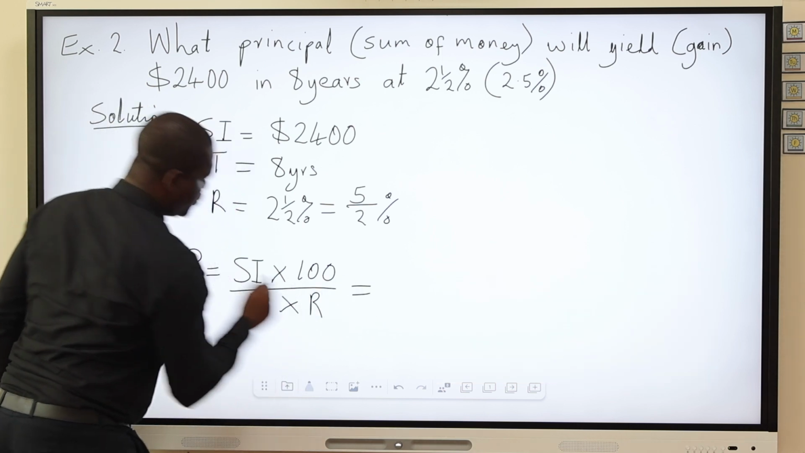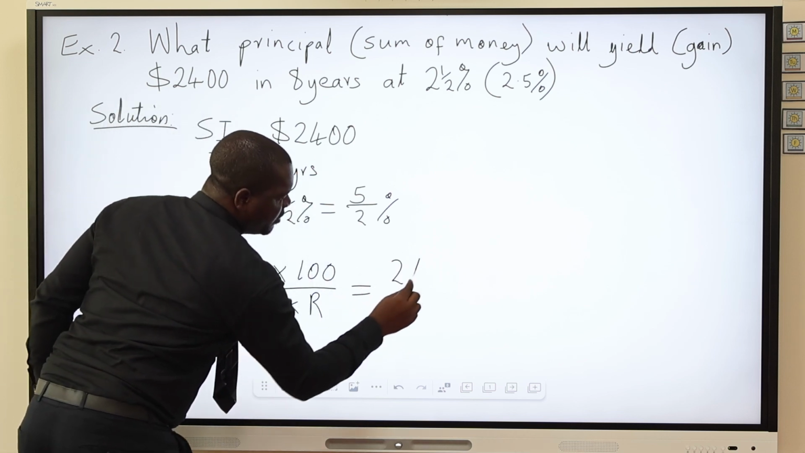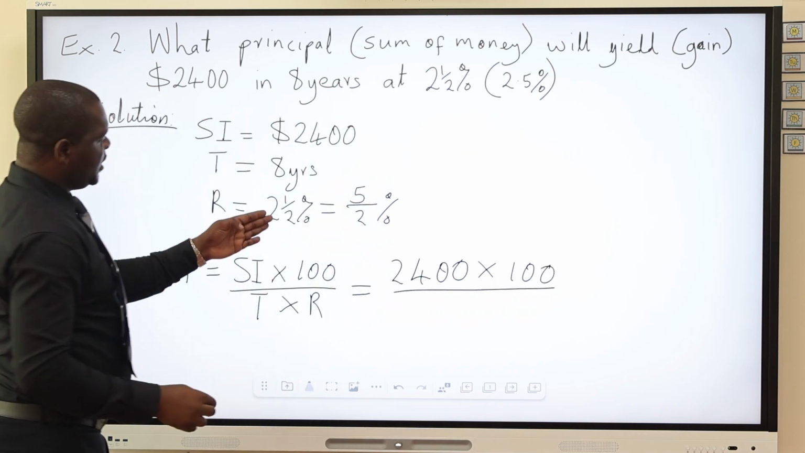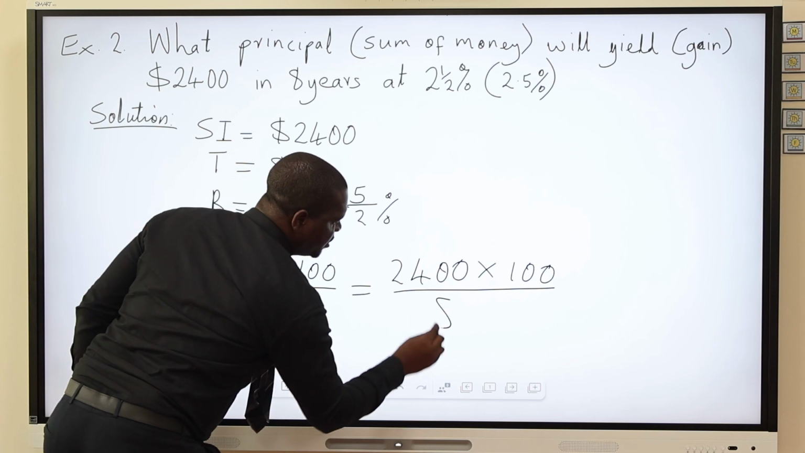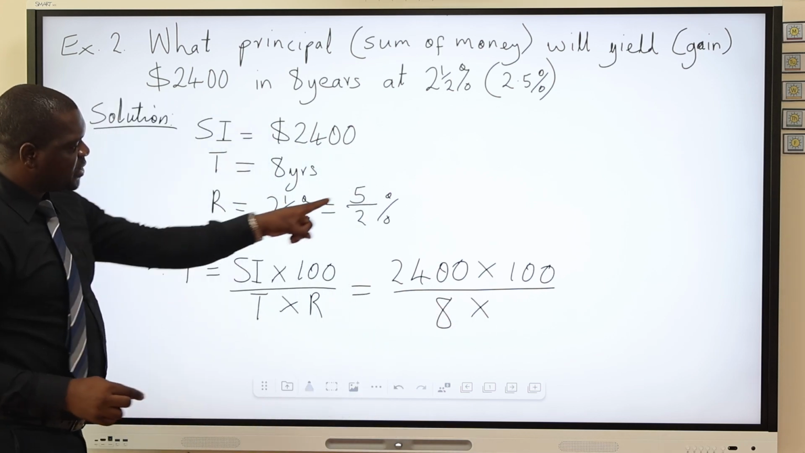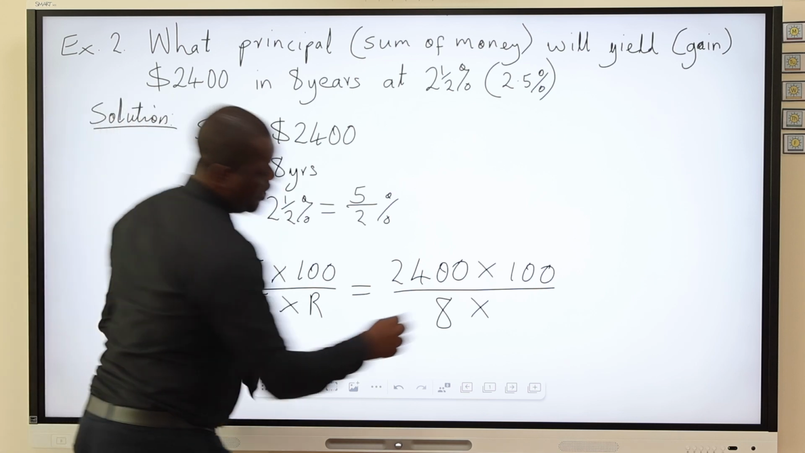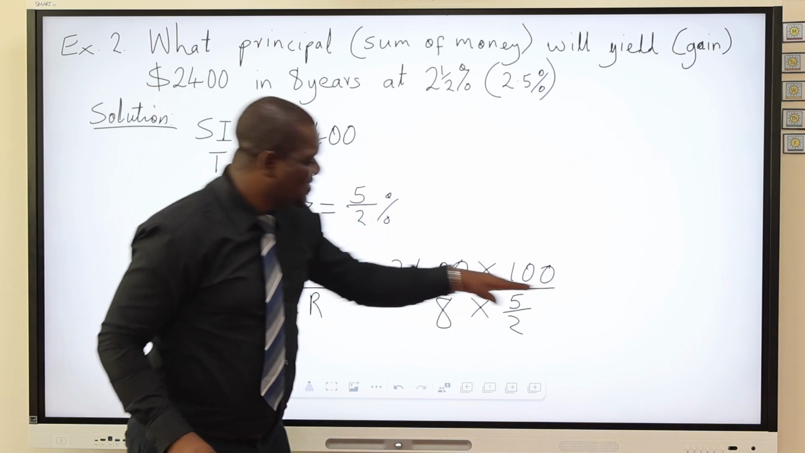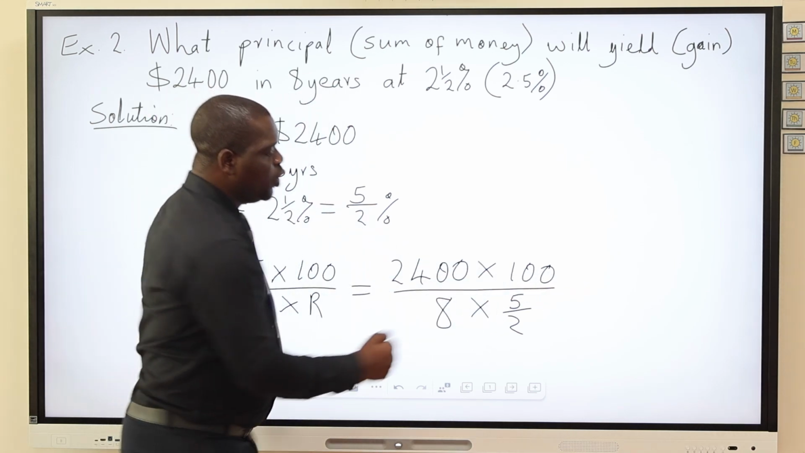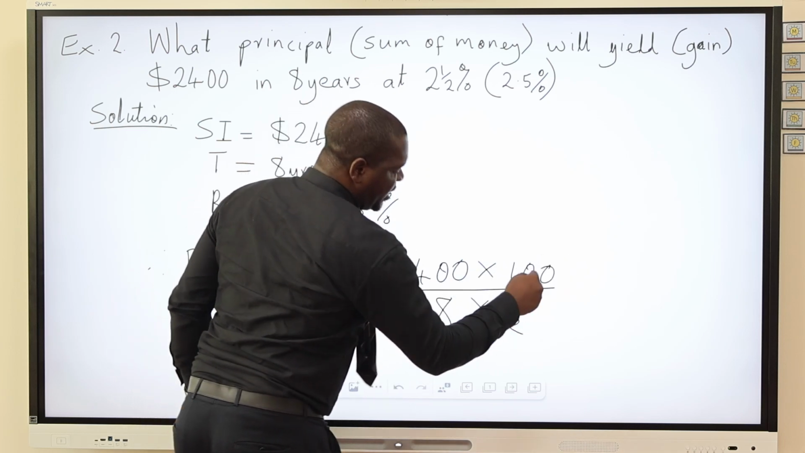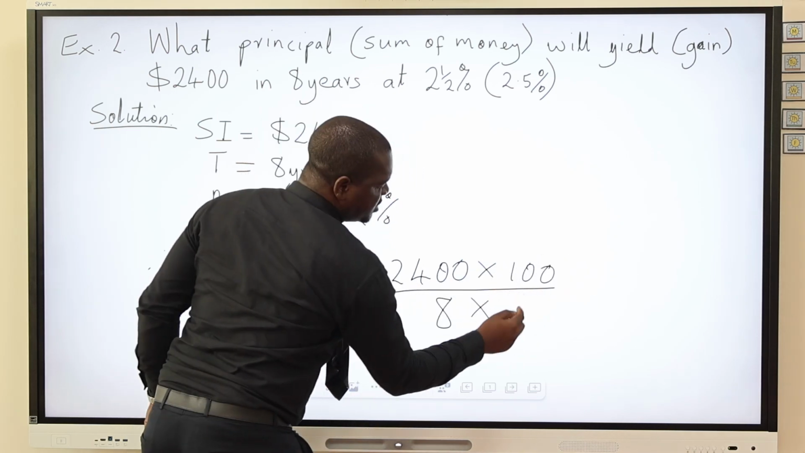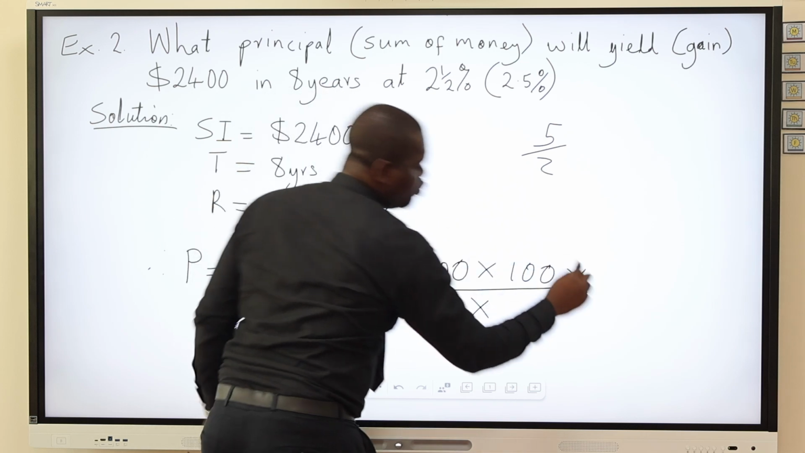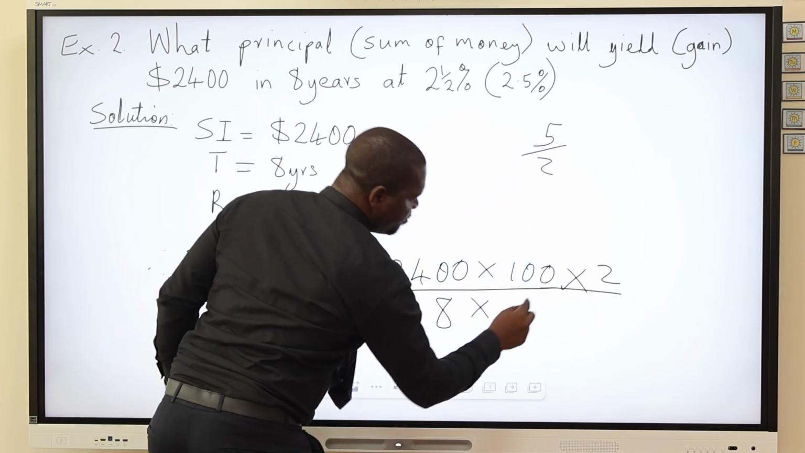And here we substitute. What's the simple interest? 2,400. We multiply this by 100 and divide by the time. Time here is 8 years multiplied by the rate, and the rate is 5/2. Now we have 5/2, which is below this line. It means we are dividing by a fraction, and for that reason we can multiply and invert this fraction. That is, here instead of 5/2, you multiply here and invert. So 2 comes up and 5 remains below.